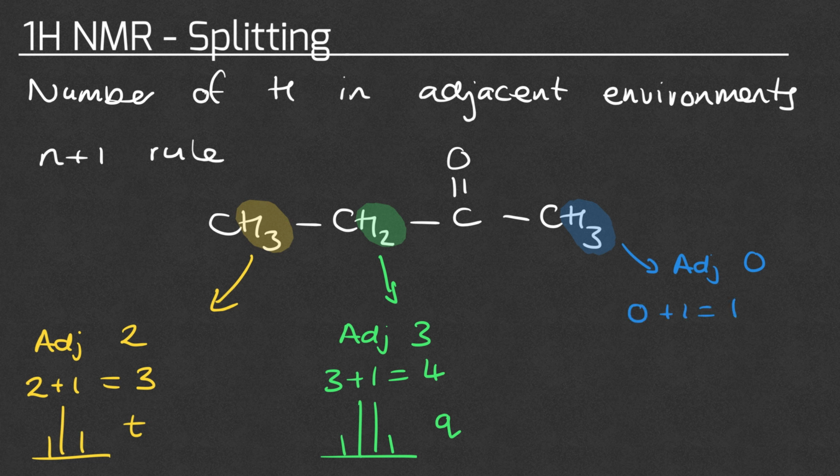0 plus 1 equals 1. So the peak for the blue environment would be a singlet.